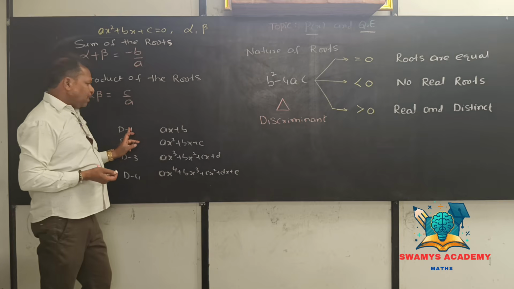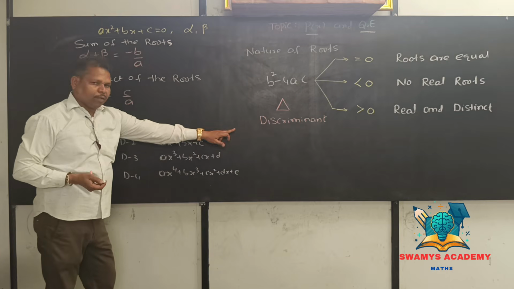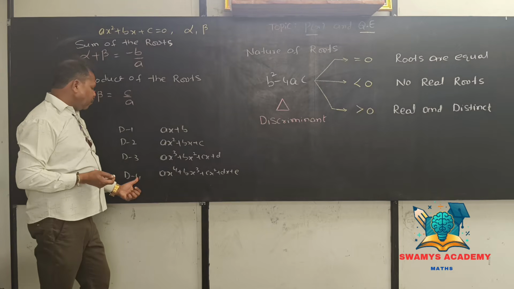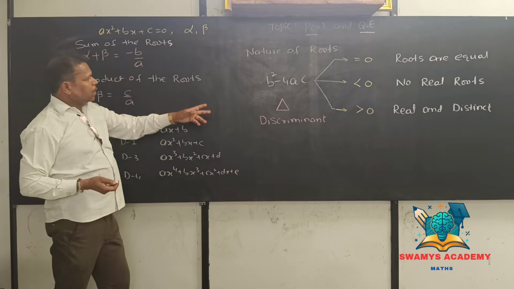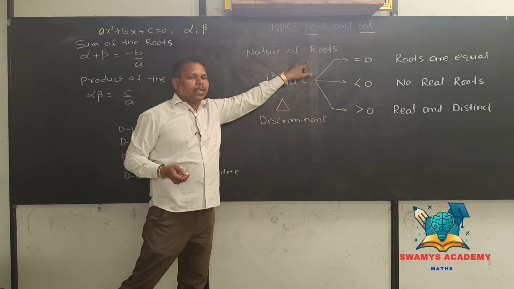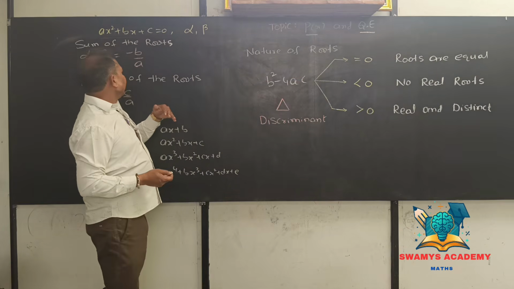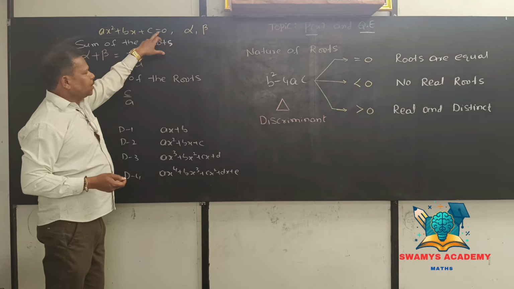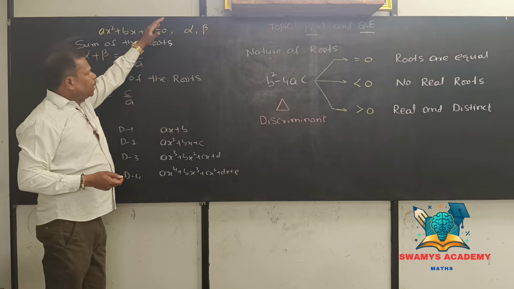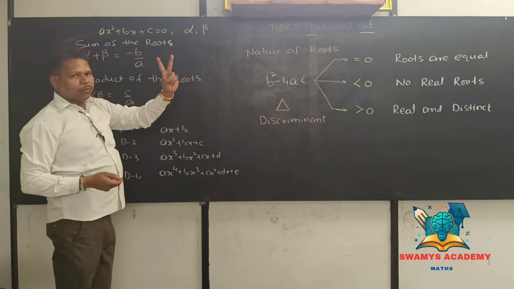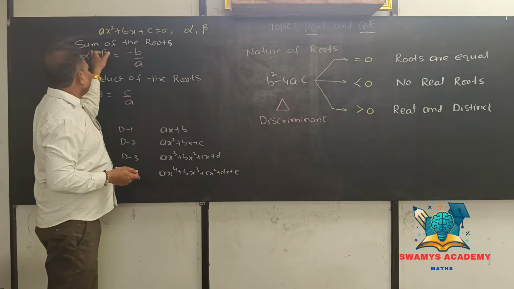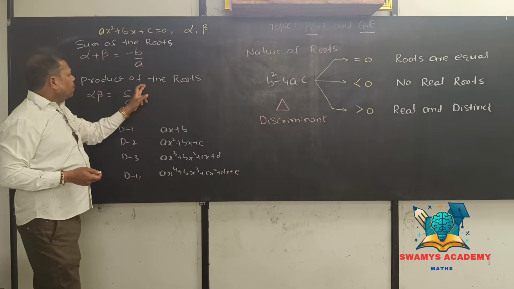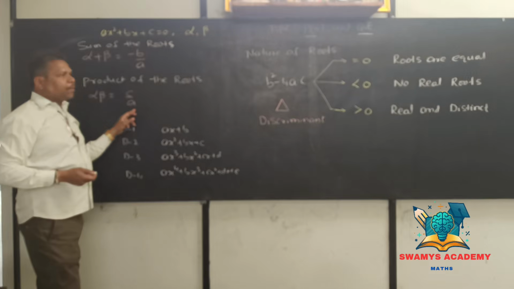So what is a degree? It means you get one solution for the first, 2 solutions for the second, 3 solutions for the third, 4 solutions for the fourth. The solutions are called the roots. For a quadratic polynomial, the standard form is ax square plus bx plus c equals 0. If we take the zeros, we get 2, alpha and beta. Sum of the roots, alpha plus beta, equals minus b by a. Product of the roots, alpha beta, equals c by a.